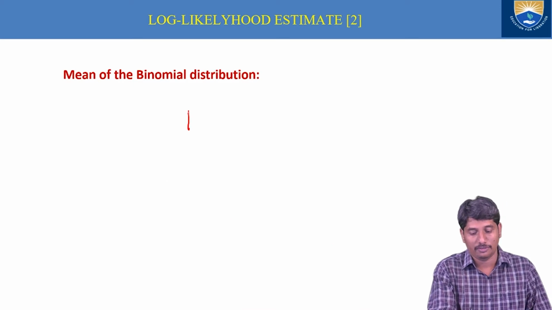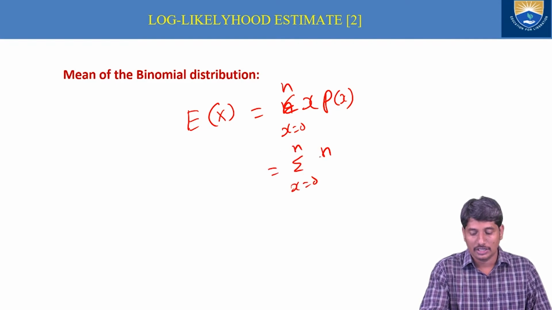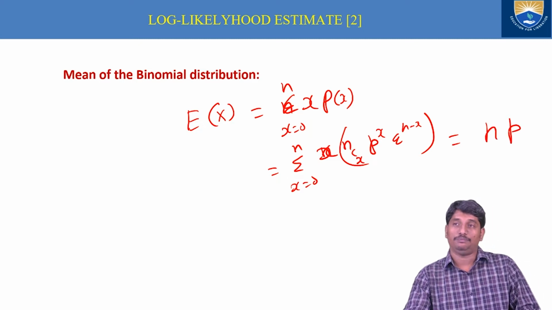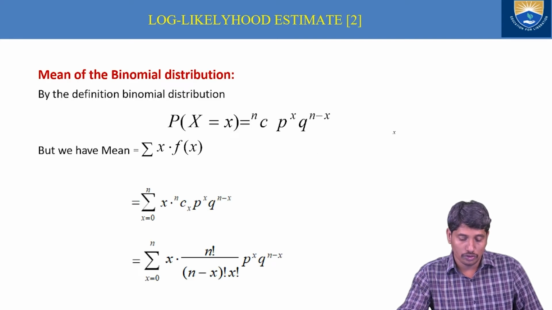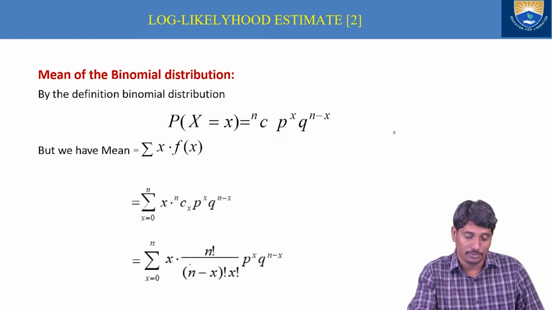the mean of the binomial distribution, that is E of x equals summation x into p of x, x is equal to 0 to n, that is equal to summation x is equal to 0 to n of x into ncx small p power x q power n minus x. After simplification, we got the mean as np. Okay, so you can see the same thing here, which is completely solved in the PPT.